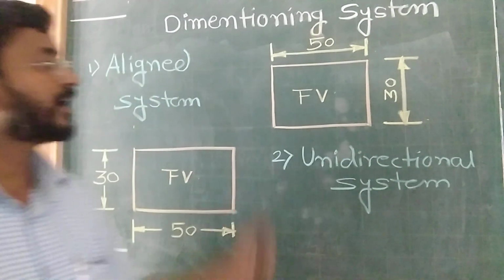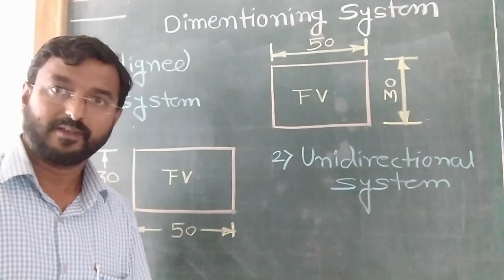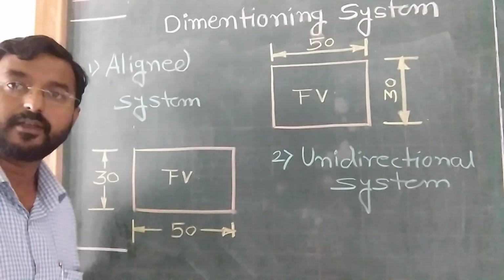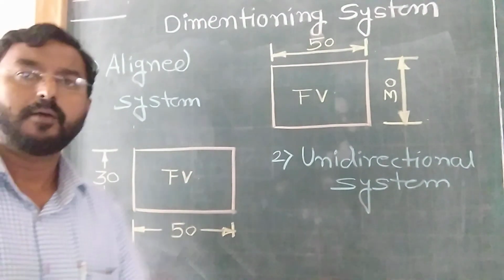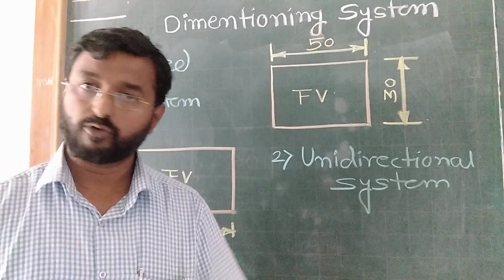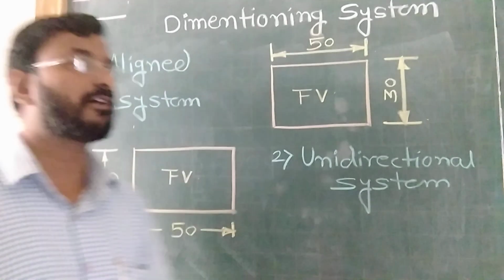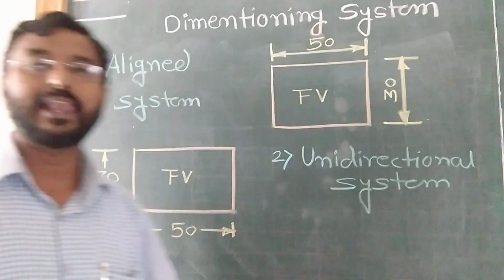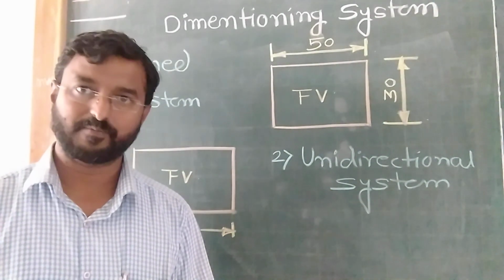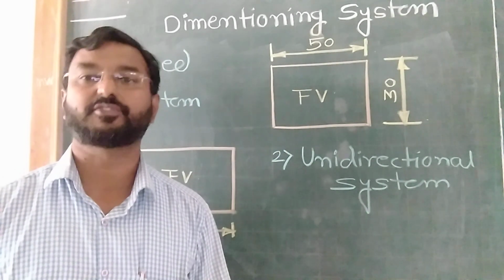Here we are taking the example of a simple square. It is one of the figures, a front view, as given here. Basically there are two types of dimensioning systems. Keep in mind that while giving dimensions, you should follow either the first one, the aligned system, or the second one, the unidirectional system.